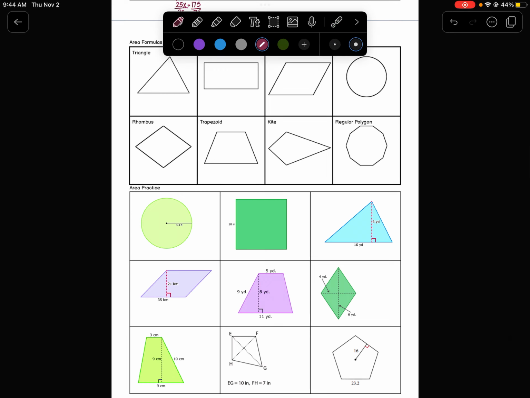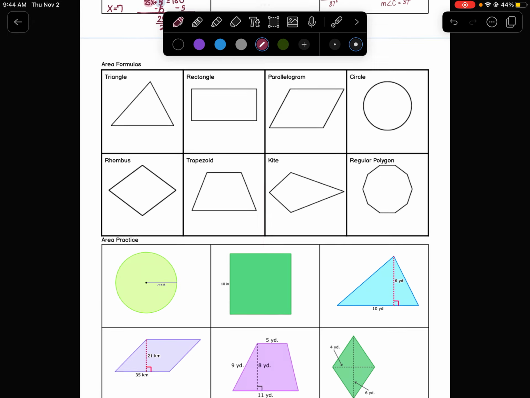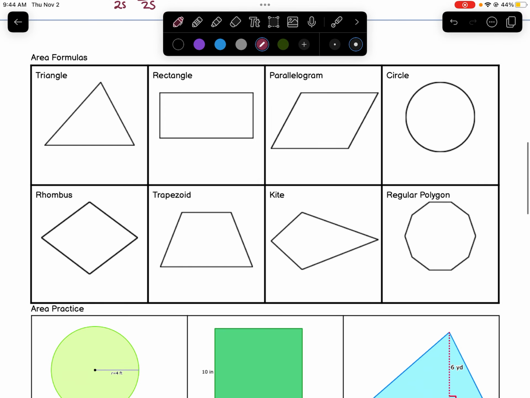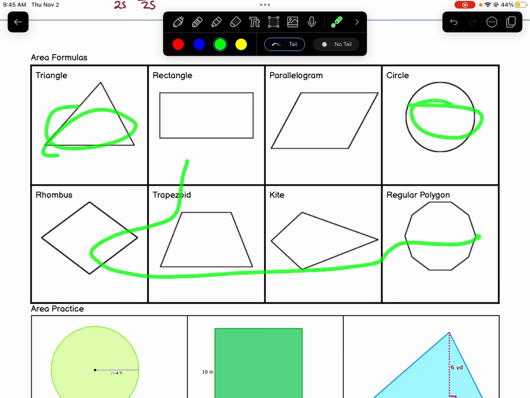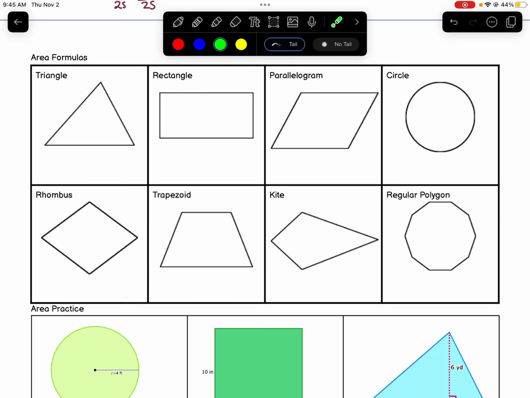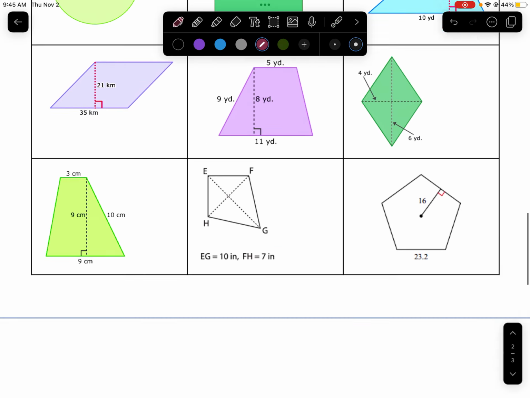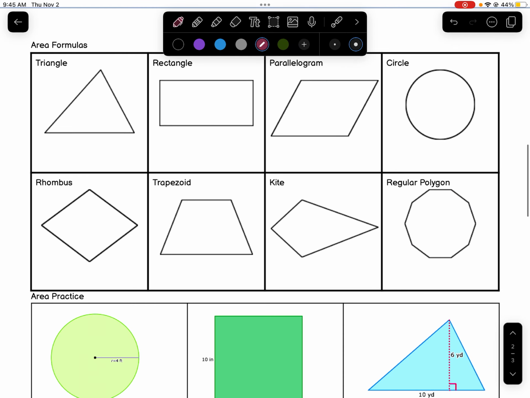And so what are area formulas that you should be familiar with at this point in geometry? Some of these are old news. Triangle and circle, we haven't talked about those. You learned about those in middle school. But the rest of these are all area formulas that we have worked with in class. And so we're just going to refresh our memory on these formulas and then practice finding area.